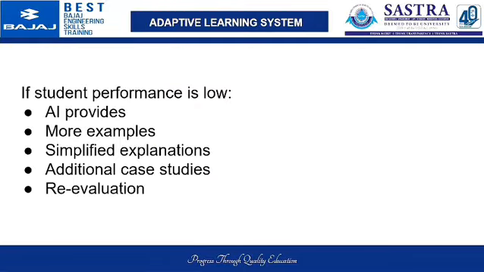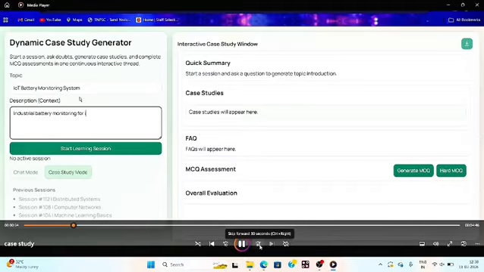When a student's performance is low, the AI system provides additional support through more examples, simplified explanations and extra case studies. After learning reinforcement, the system performs the re-evaluation to ensure the student clearly understands the concepts. Let me demonstrate how our AI-powered learning platform transforms traditional education into an interactive and application-driven experience.